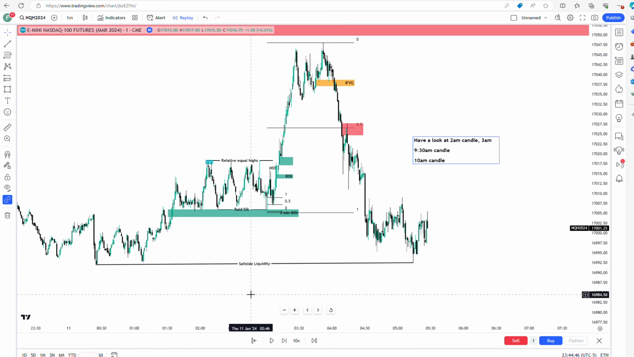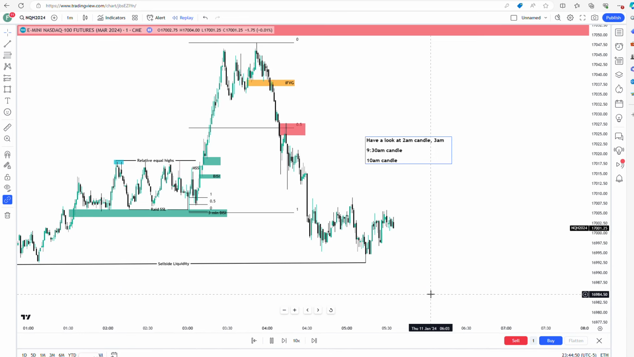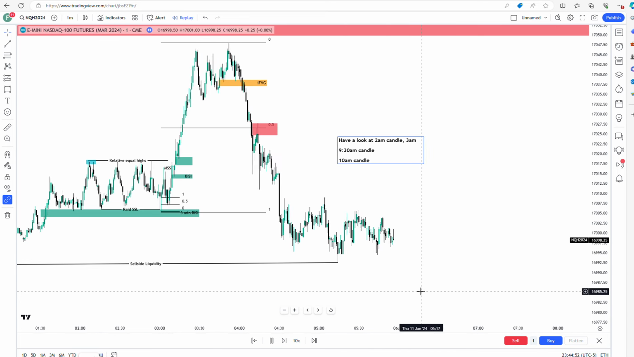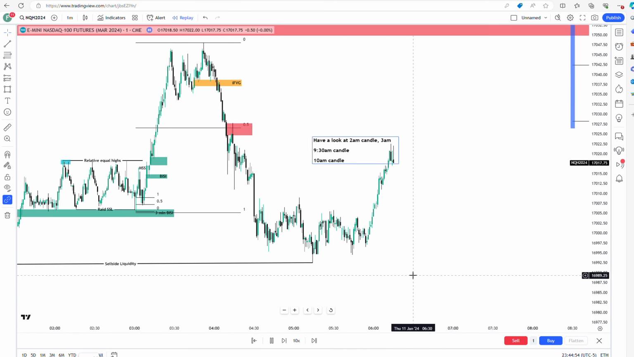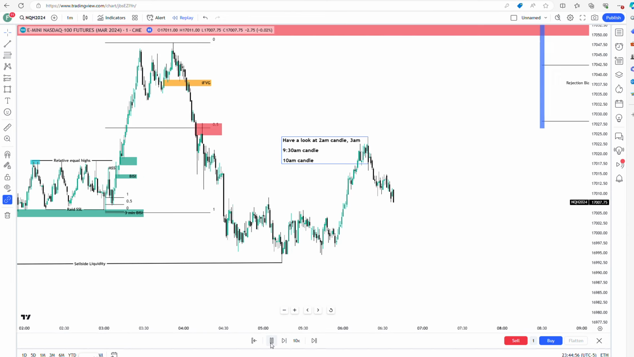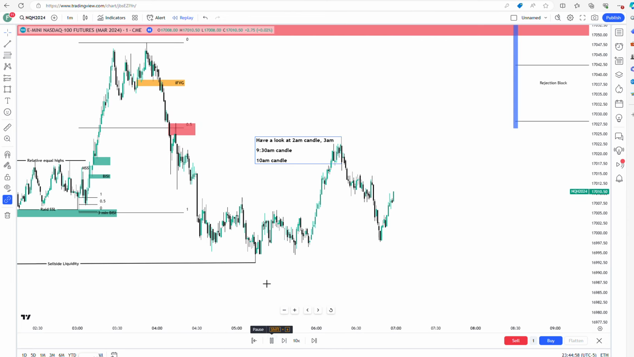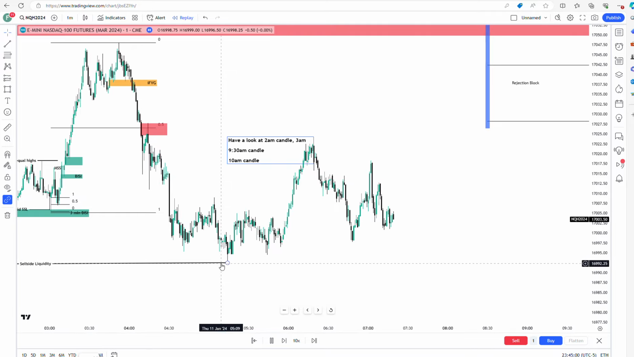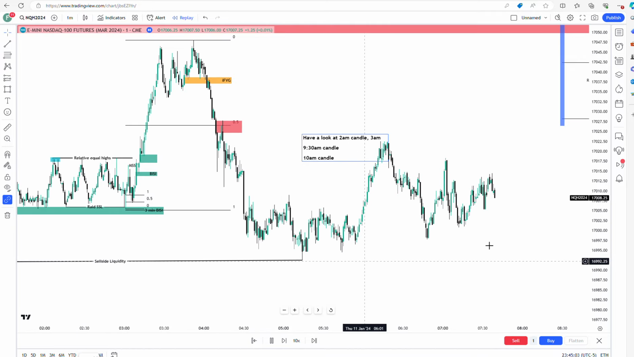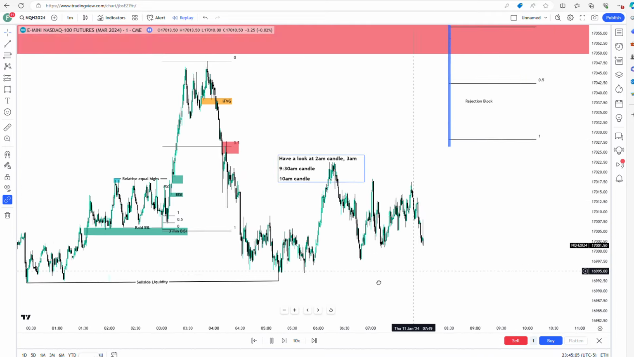So notice here, just so you can see again, 1, 2, 3 equal lows. Now whenever you have equal lows or equal highs, they're going to get taken out. It doesn't have to happen straight away, but they will get taken out. And I think later on, during the AM session, we actually do take out those equal lows. So I'm going to play out this chart, and then we're going to actually discuss the AM session and what actually happened during that session.